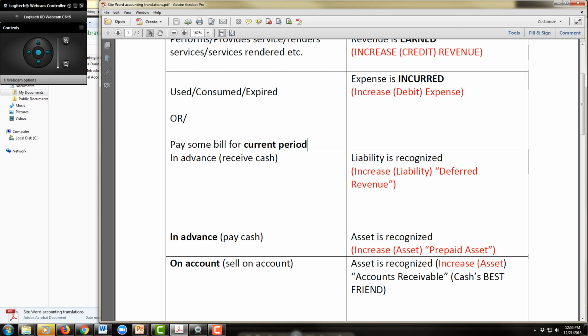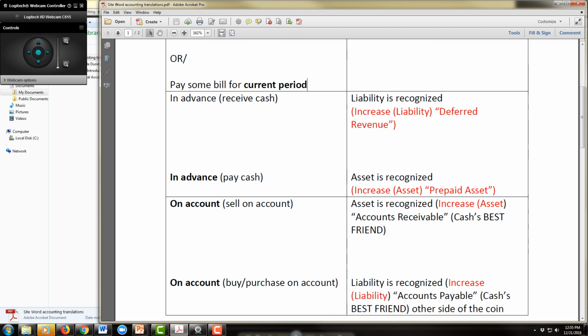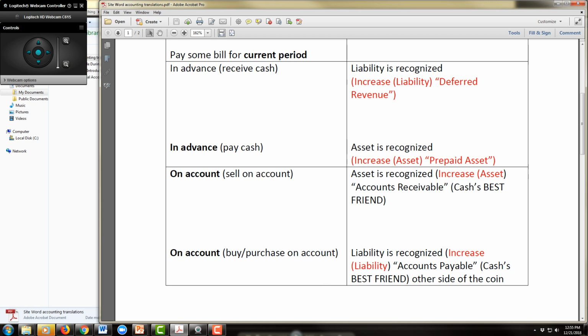The word in advance means that you generally will receive cash in advance, or you could pay in advance, which we'll talk about next. But if you receive cash in advance, a liability is recognized, so we set up an account called deferred revenue. If you pay in advance, we recognize an asset, and therefore we set up some type of prepaid asset, like prepaid rent, where you pay your rent 6 months in advance, or you prepay for your insurance 1 year in advance. Generally, we'll set up a prepaid asset for those advanced payments.